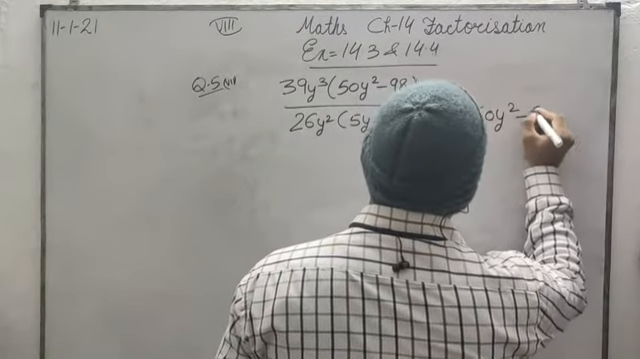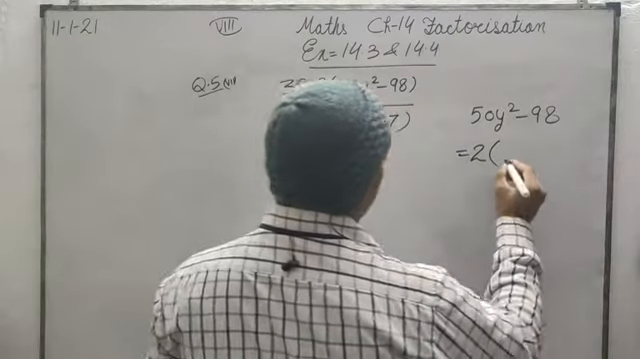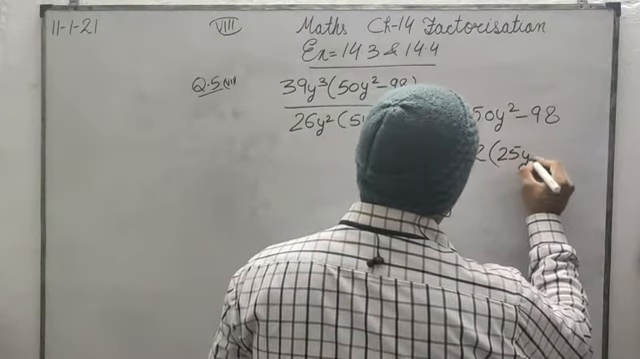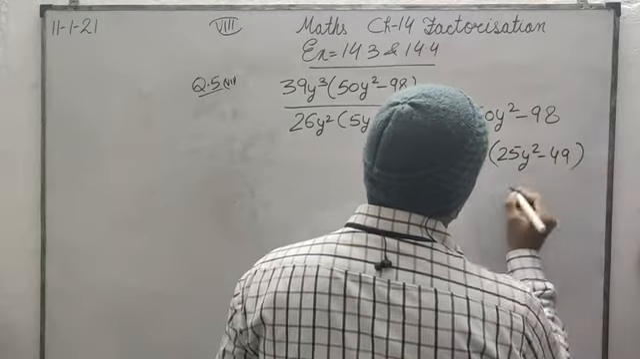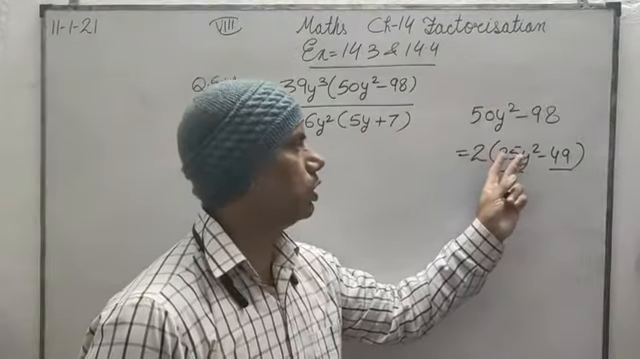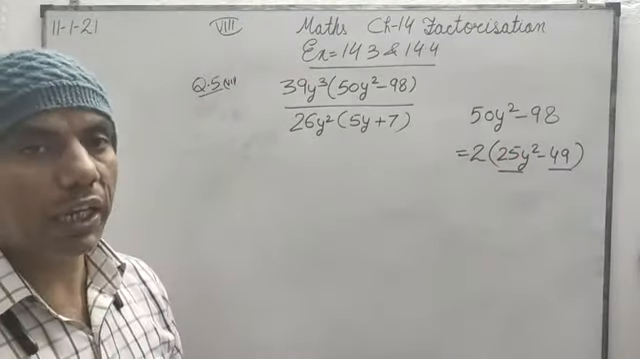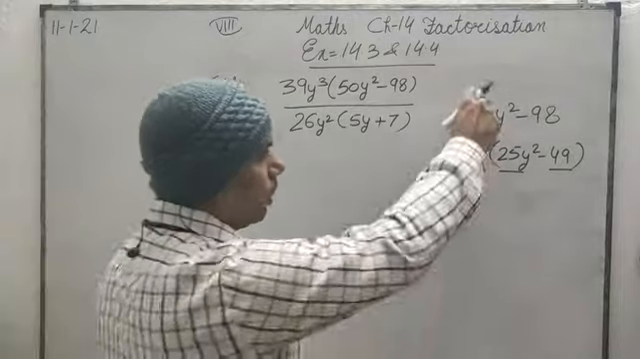50y square minus 98. What is common? 2 is common. So it becomes 25y square minus 49. And now you can see that this is the square. This is the whole square of 5y. This is the whole square of 7. So a square minus b square can be applied now, but not in the beginning.